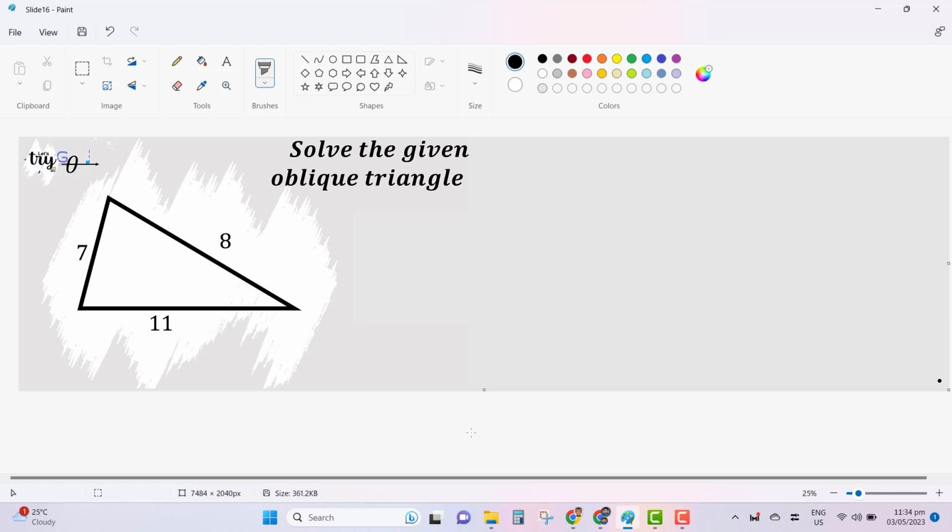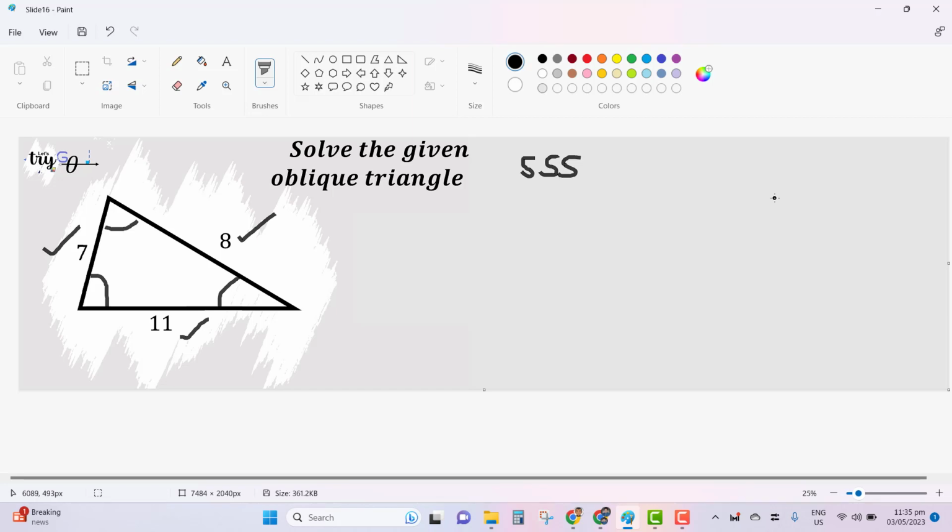Hi everyone! We are to solve this given oblique triangle. In order for us to solve this, we can use either the law of sines or the law of cosines. But these formulas are dependent on what the given measurements are. For this given oblique triangle, we are to determine the three remaining angles here. We have measurements of each of the given sides. This is an example of an SSS oblique triangle, and we will be using here the law of cosines.